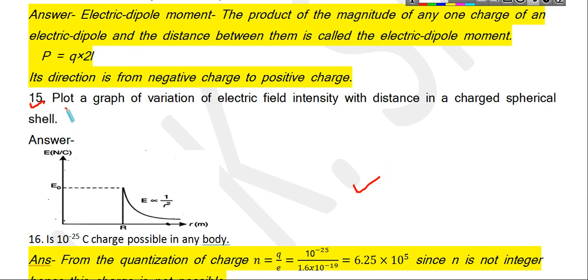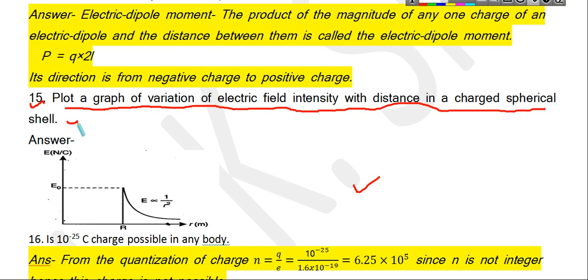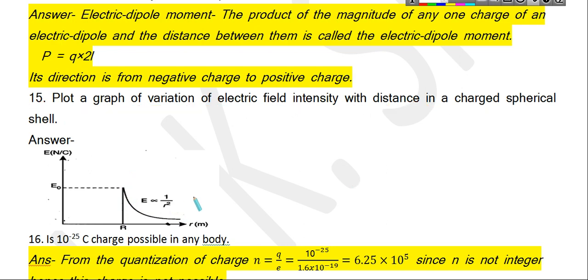Question number 15. Plot a graph of variation of electric field intensity with the distance in a charged spherical shell. This is the graph. This graph shows there is zero electric field inside the conductor, and at the surface the electric field is maximum, and beyond the surface it decreases inversely to the square of the distance.